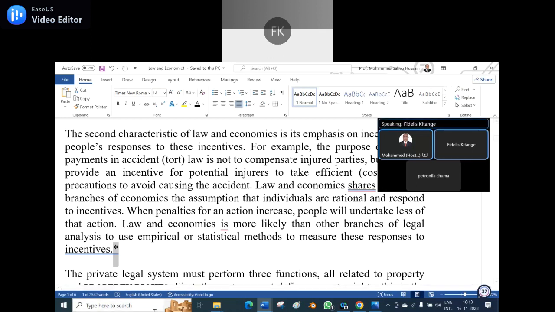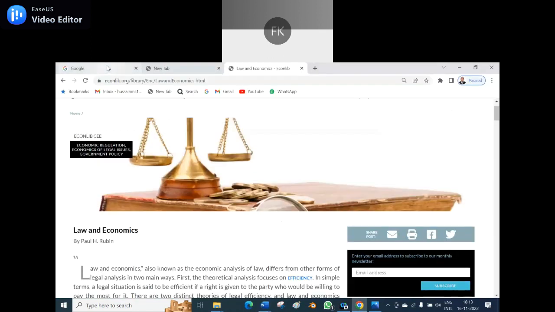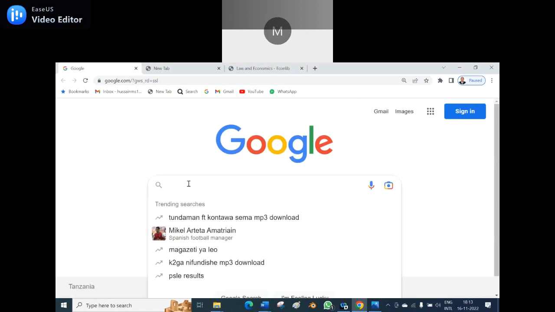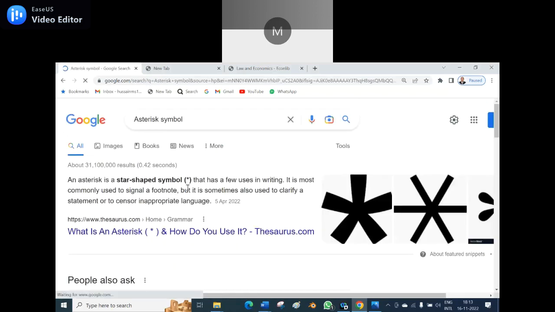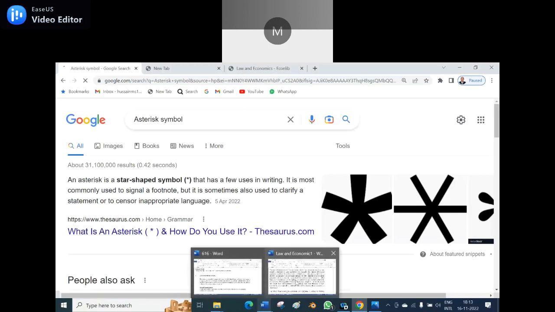It's a star, Prof. No, it is not a star. It is an asterisk. I will show the symbol. Did you see on the screen? Yes, Prof. We can see. Is it a star? No. Okay. My students are like that. Have you got it?